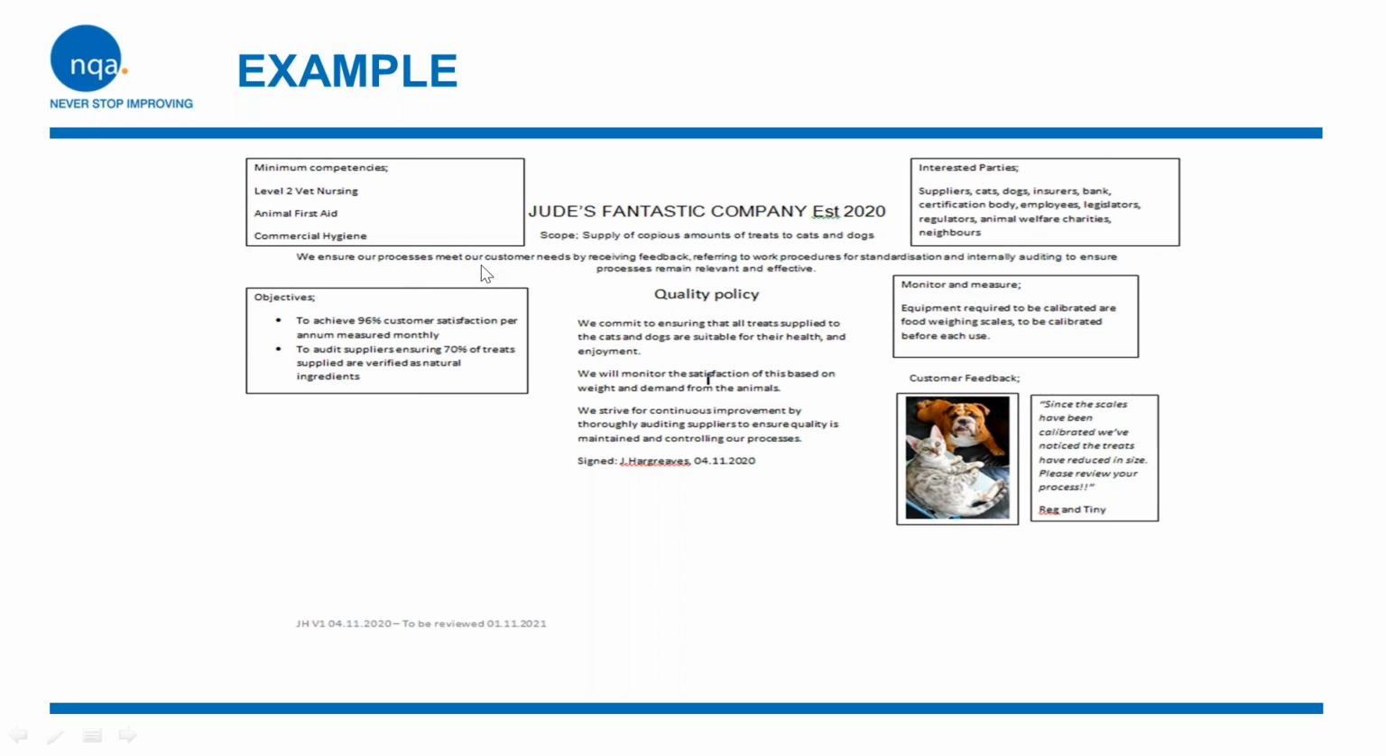We've ensured our processes meet our customer needs by receiving feedback, referring to work procedures for standardisation, and internally auditing to ensure processes remain relevant and effective. So this 1, 2, 3, 4 short lines has actually covered section 4 entirely for documented information. Hopefully what you can see there is that, although I don't have to document interested parties, I have done, just to give you an idea that it can still be quite simple.